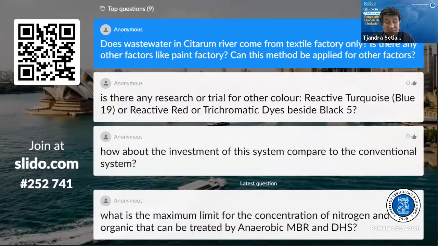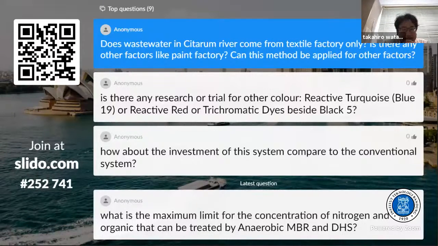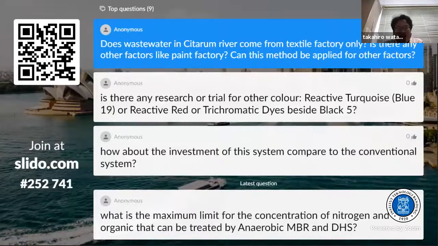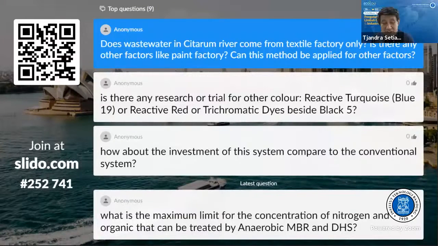Is there any experience with using it for paint factory waste? No, paint is difficult. Yeah, we want to try it, but we have to consider how it can be degraded by microorganisms. So this method can be applied to other factories.